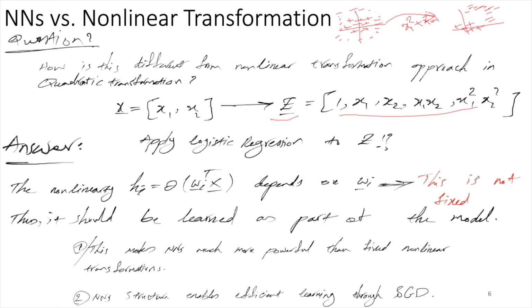That was why neural networks are much more powerful than a nonlinear transformation. Also, as I mentioned, we can optimize them through a stochastic gradient descent or any other type of optimizations that you can apply on their structure.